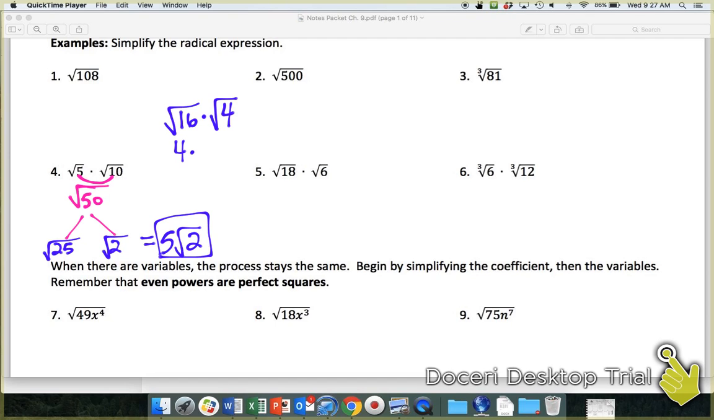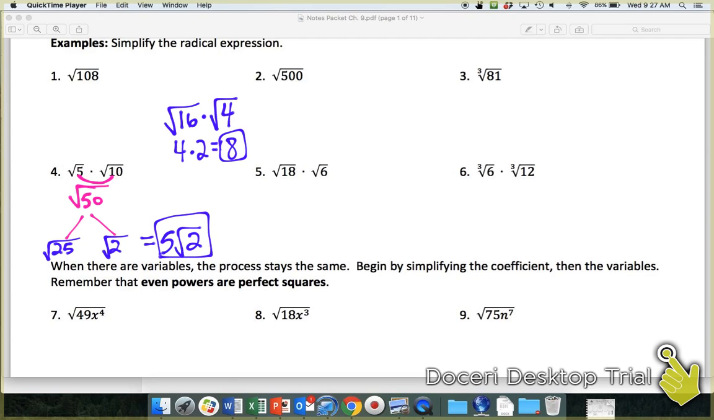4 times square root of 4. 4 times 2. So that'd be your answer. Okay. So you're basically just simplifying these numbers as much as you can, and then if they turn out to be whole numbers, great. If they don't, then you just leave them as radicals.